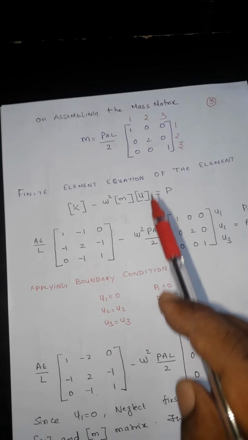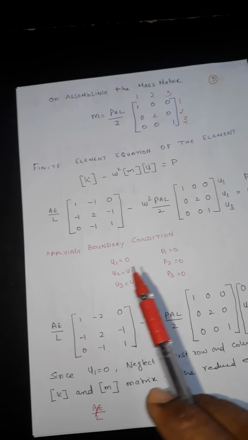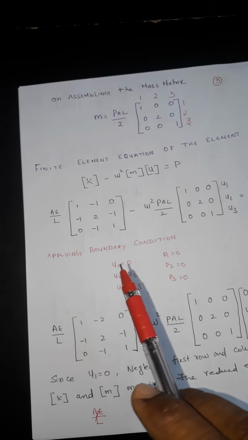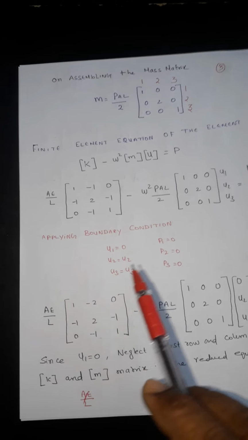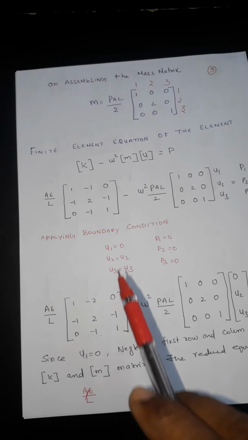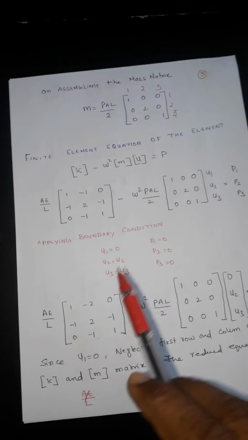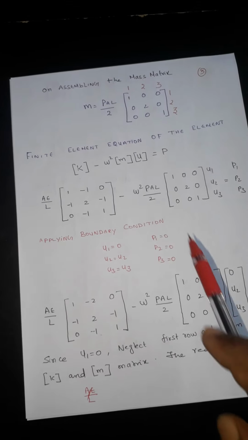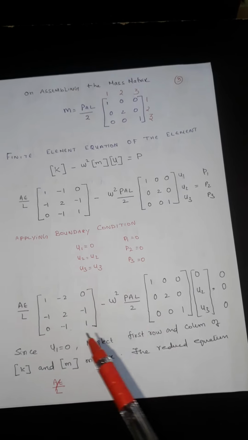See here, u1 is equal to 0. Why is u1 equal to 0? Because it is fixed at the fixed end. And there will be a displacement u2 at the second node and u3 at the last node. It means that there is a displacement, and the forces are all 0. The forces, everything is 0. So I am applying it in this one.